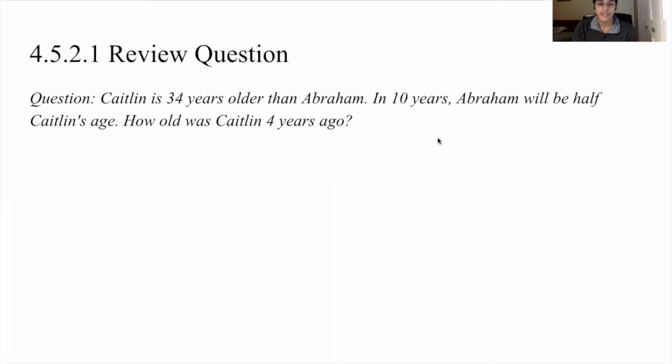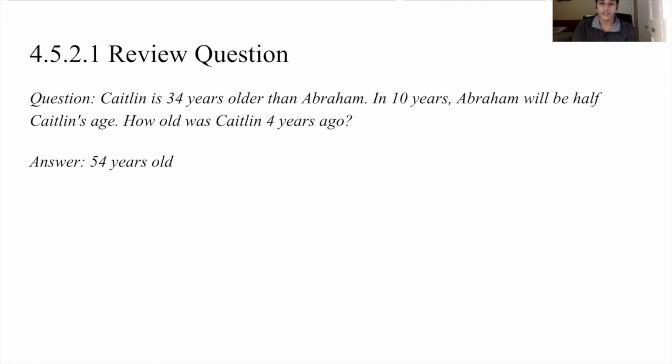So the correct answer to this question was 54 years old. Let's read the question. It says, Caitlin is 34 years older than Abraham. In 10 years, Abraham will be half Caitlin's age. How old was Caitlin 4 years ago?